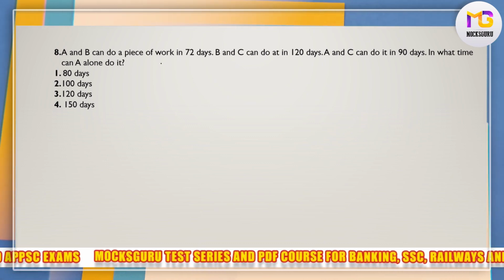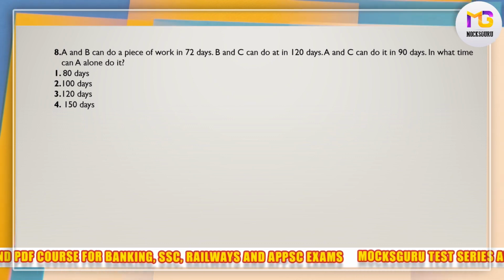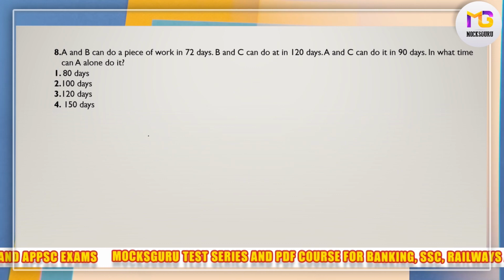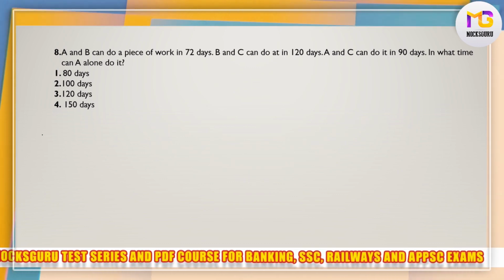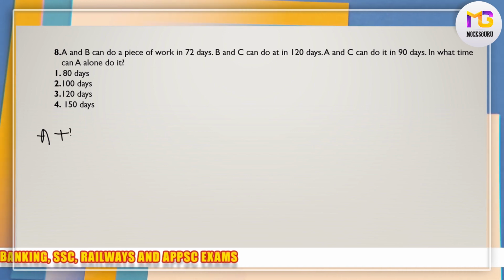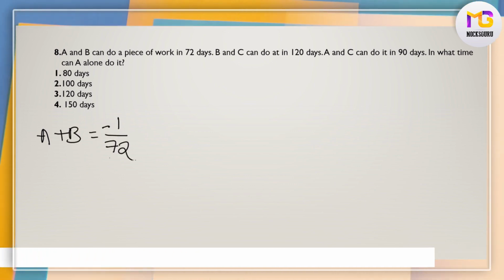A and B can do a piece of work in 72 days. B and C can do the work in 120 days. And A and C can do it in 90 days. In what time can A alone do it? A and B do it in 72 days, so how much can A and B do in 1 day? A plus B is equal to 1 by 72.